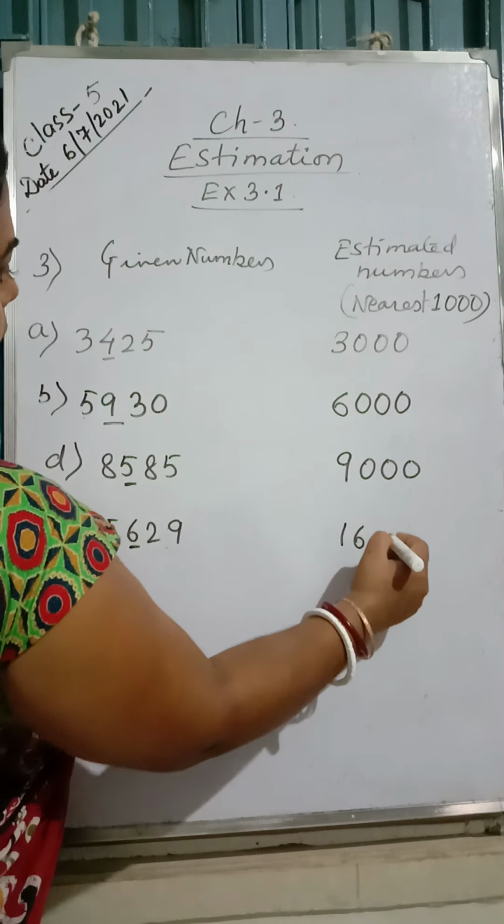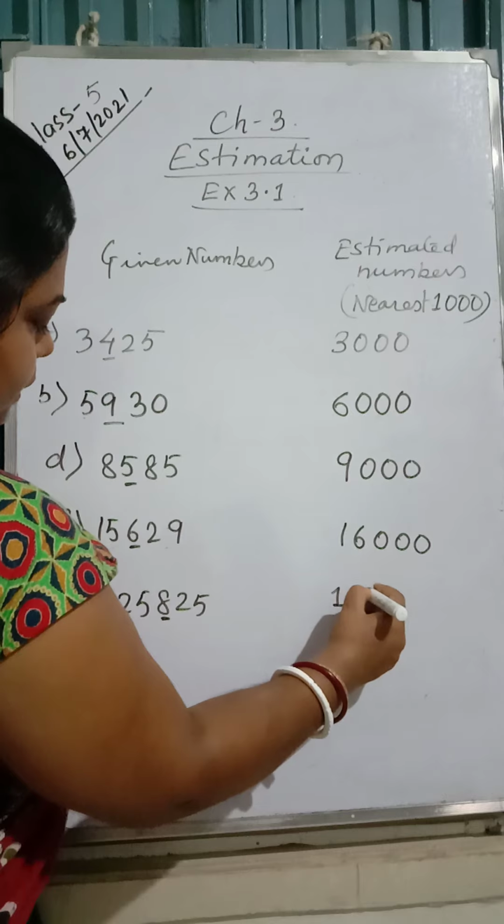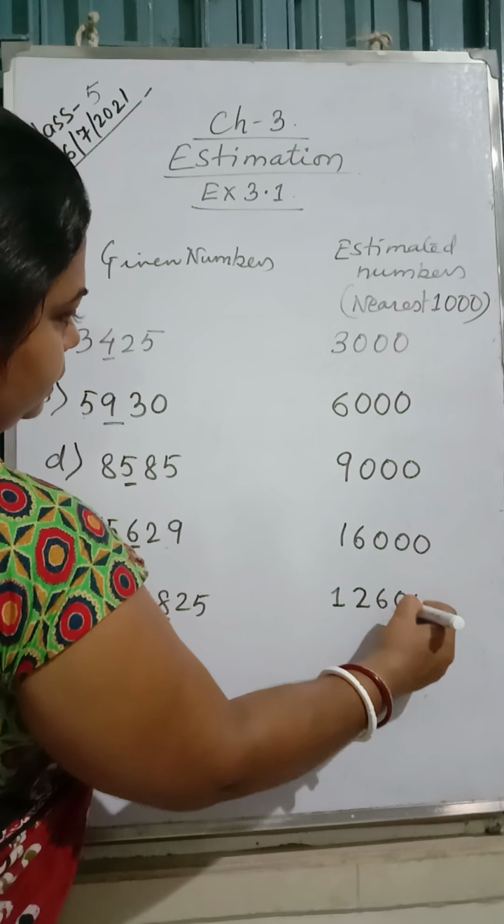And the next number, G, I am doing, 1,25,825. It doesn't matter. We have to see the digit at 100 place only. Whether it goes to lakh and 10 lakh does not matter. It's more than 5. So we are going to add 1 to the thousands place digit. So this will be 1,26,000.